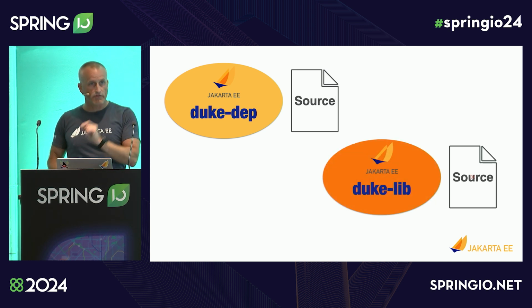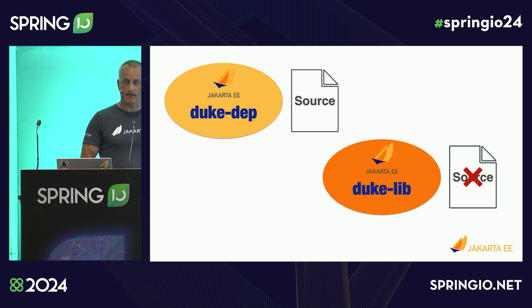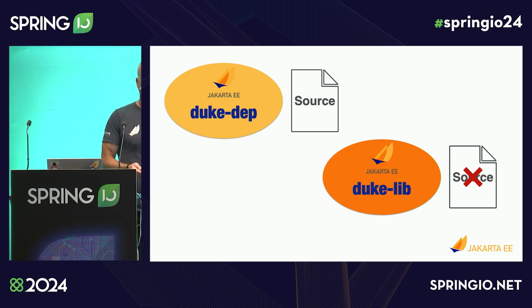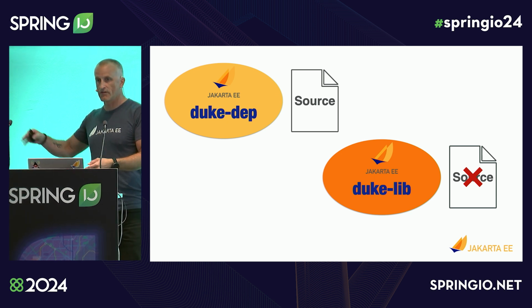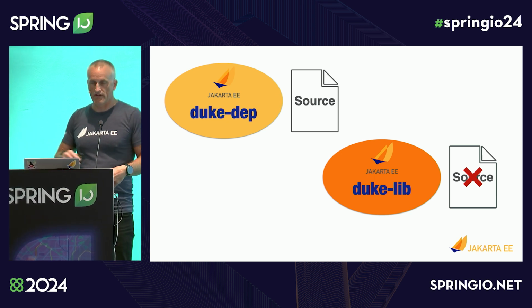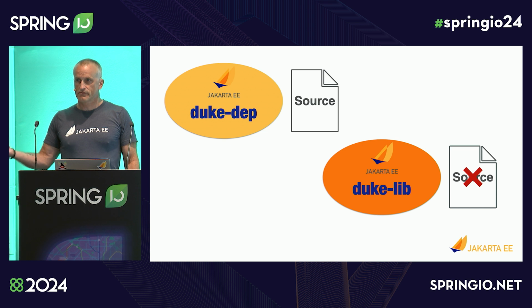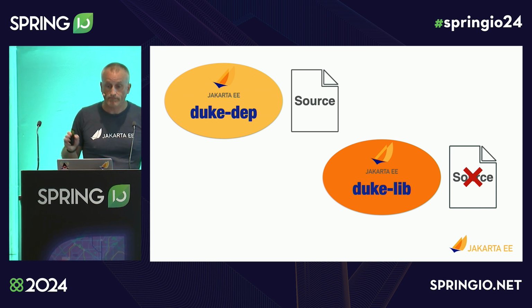For Duke lib I don't have the source code. So how should I do this? And there can be many reasons why you don't have the source code, right? It's a library you bought sometime in the 90s, or you lost the code, or you don't have the developers anymore, or it's an open source project not maintained. It can be any reason.